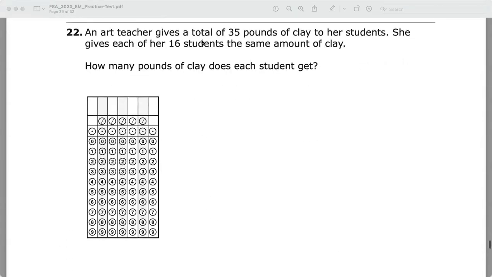An art teacher gives a total of 35 pounds of clay to her students. She gives each of her 16 students the same amount. How many pounds of clay does each student get? Are you going to add, subtract, multiply, or divide? Well, we're dividing here. 35 total pounds divided by how many students there are. Ta-da! That's the answer. You could enter that and it would be correct.